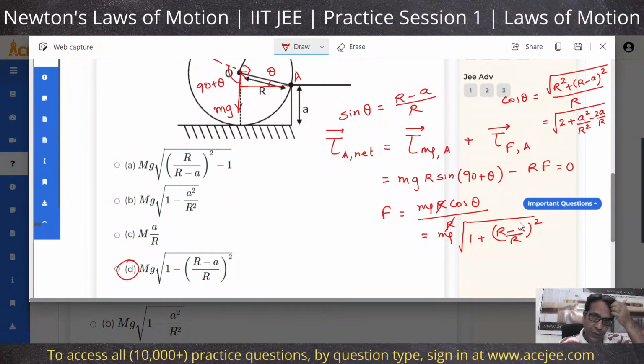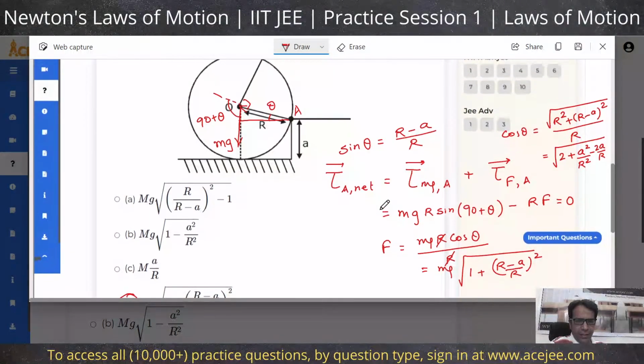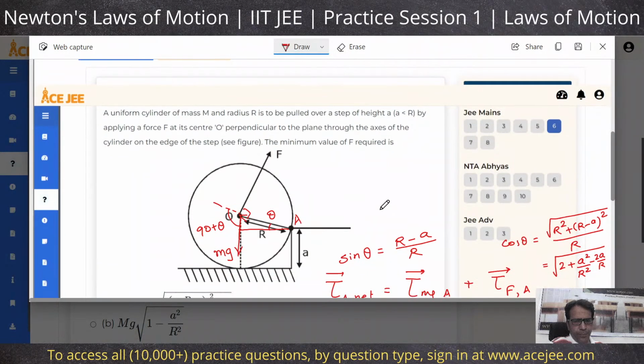Shall we discuss the question? And this is the last question, after which we'll stop the class. Yes, sir. First of all, they're asking for the minimum value of F required.